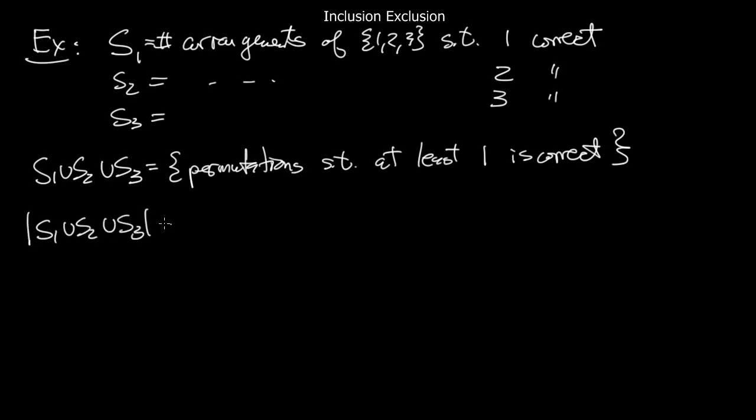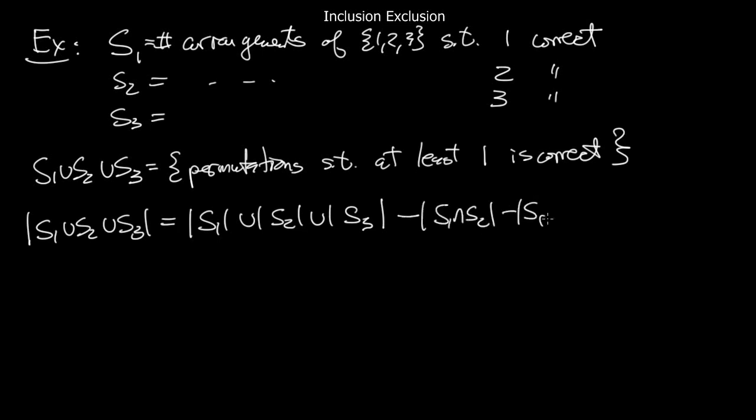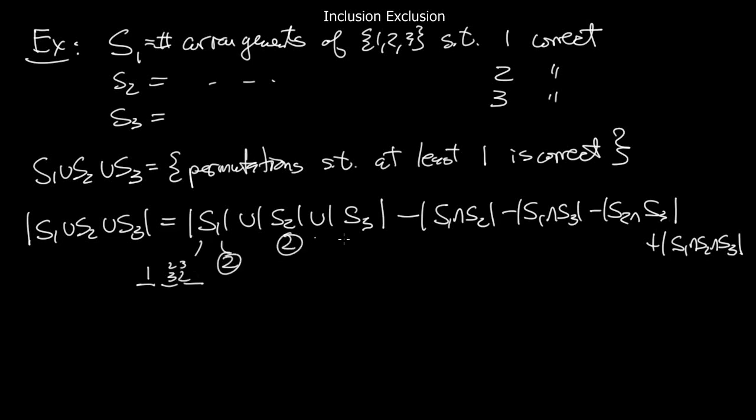So the number of elements in this union, by this principle, is the sum of these three, minus the intersections, and then you have to add back in the intersection of all three. And in this first term I wrote unions, but of course those are supposed to be pluses. And then the last term is you add back in the intersection. So what does that say? What is S1? That's the permutations where 1 is correct. There are 2 factorial of those, and similarly 2 of those and 2 of those. That's our 6 right there.